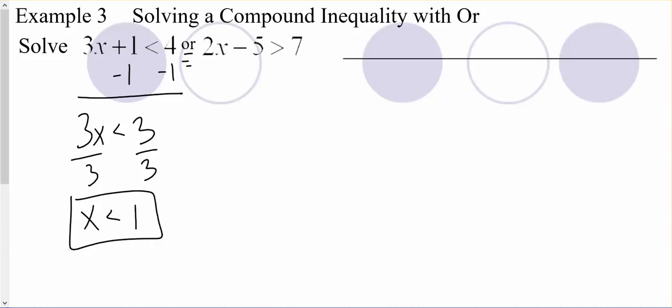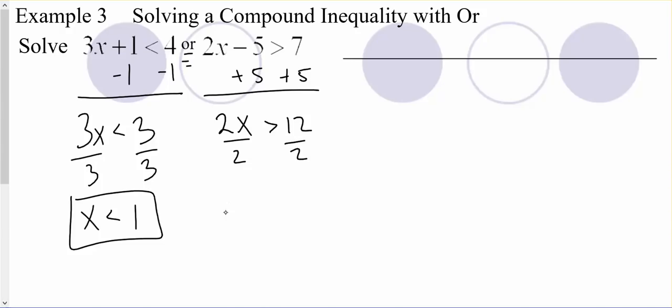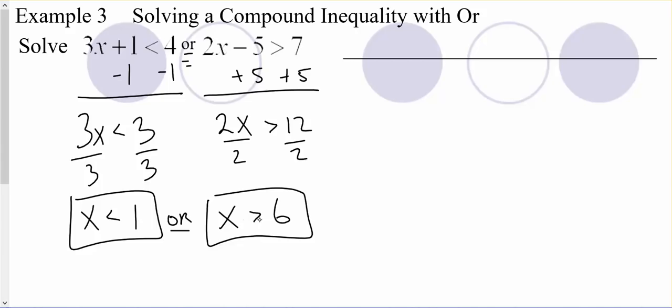That's part of my equation. I'm going to add 5. I'm going to add 5. I get 2x is greater than 12. Divide by 2, divide by 2, and x is greater than 6. So here we have all real numbers less than 1, and then or all real numbers greater than 6. So we would write these numbers down. I've got a 1 here. I've got a 6 here. If I want to be all real numbers less than 1, we'd go open circle, and less than 1 goes to the left.